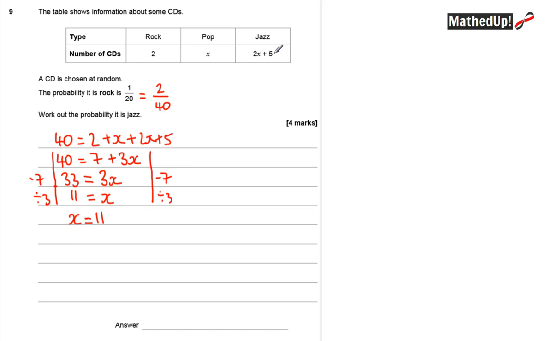So if x is equal to 11, the number of jazz CDs is going to be 2 times 11 plus 5. So the number of jazz CDs is going to equal 2 times 11 plus 5, which is 27. So we know that there are 27 jazz CDs altogether, and we know that there are 40 CDs altogether, so the probability it is jazz is going to be 27/40.